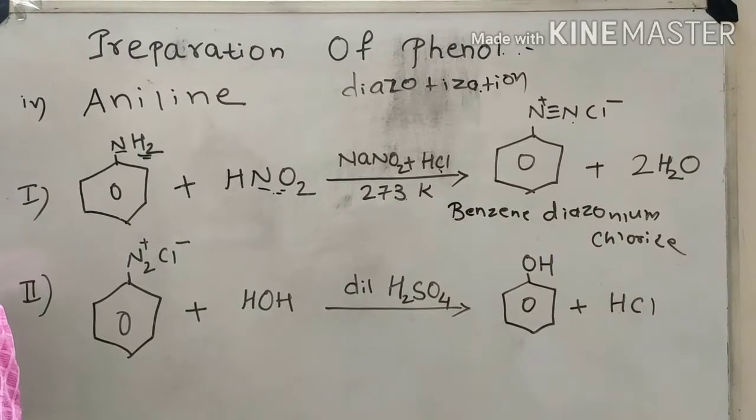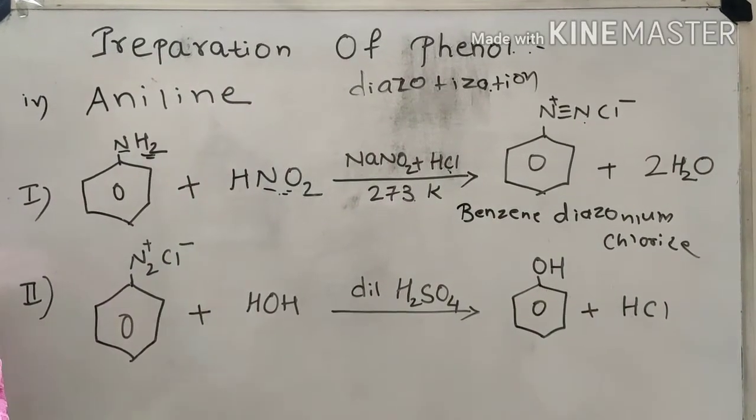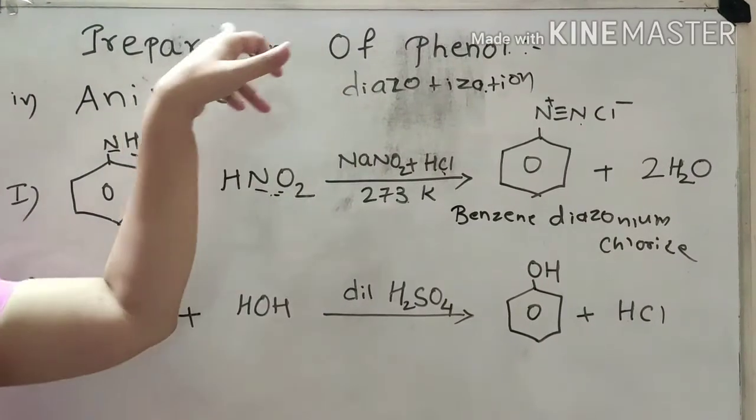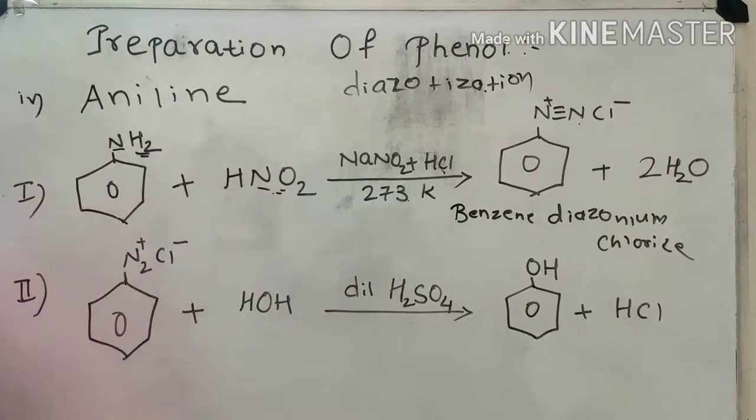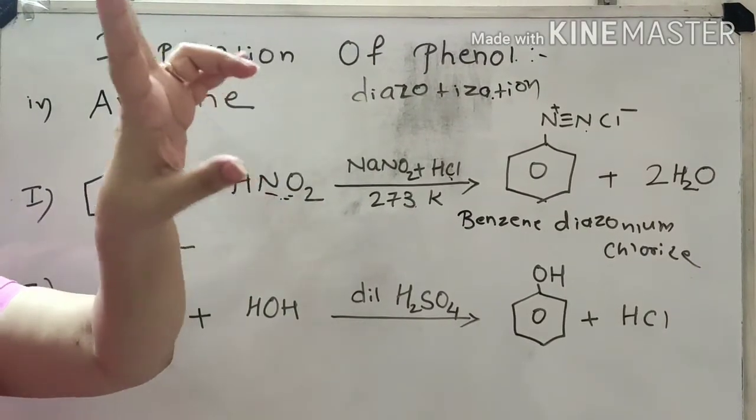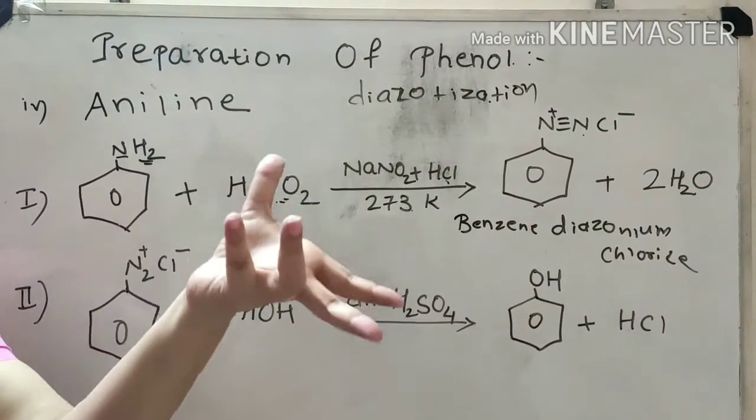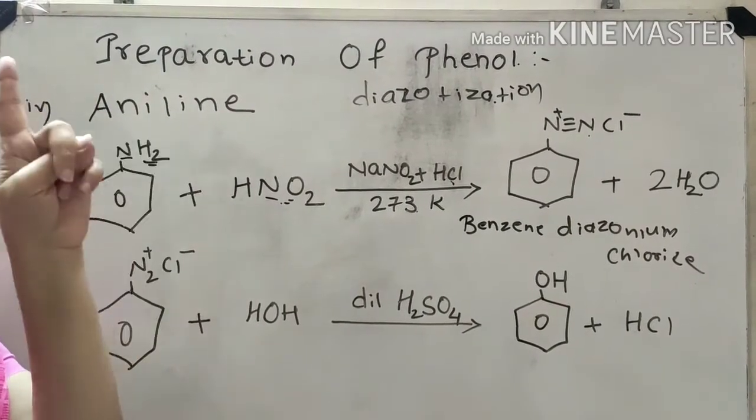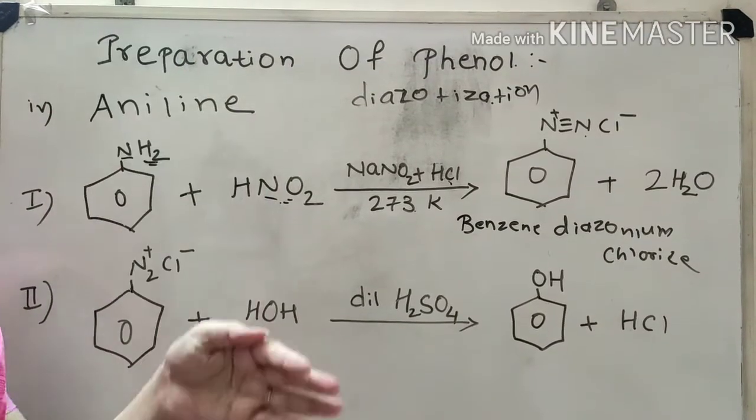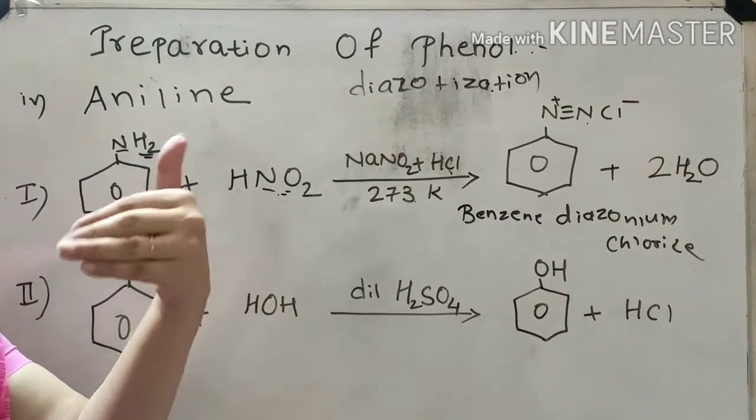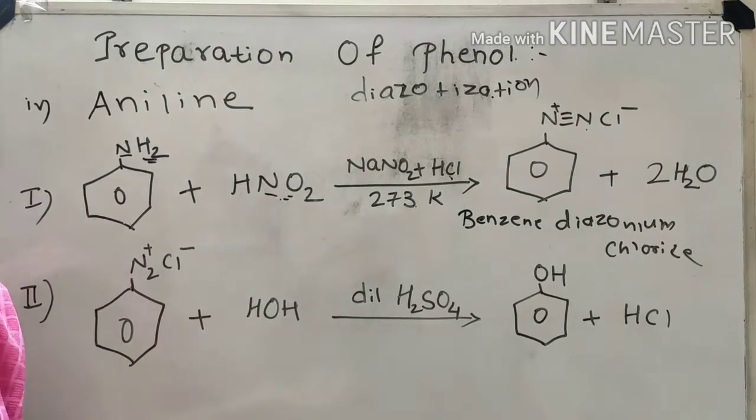Hello friends, as we know in the last Zoom meeting, I explained the three preparation methods of phenol. The first one was from chlorobenzene. It was again divided into two types, Dow's process and the Reagent method. The second method was from benzene sulfonic acid. It again has a three-step reaction. The third one was from cumene, another name is isopropyl benzene.